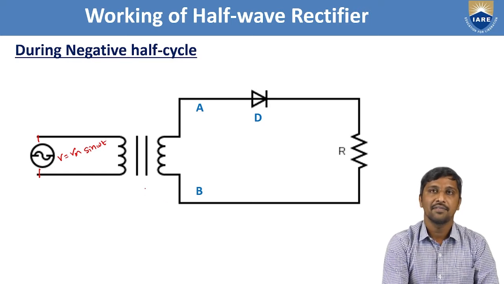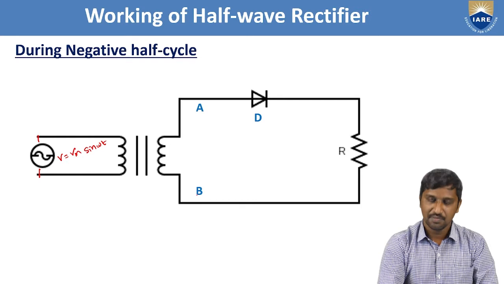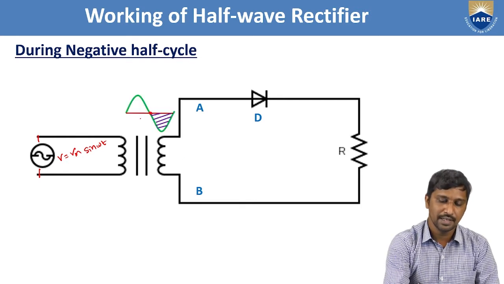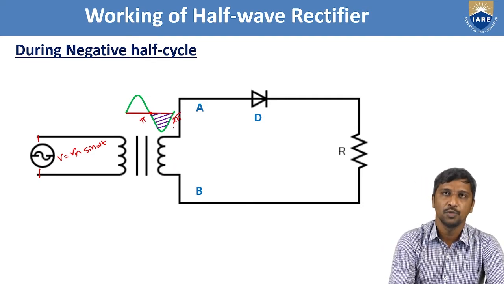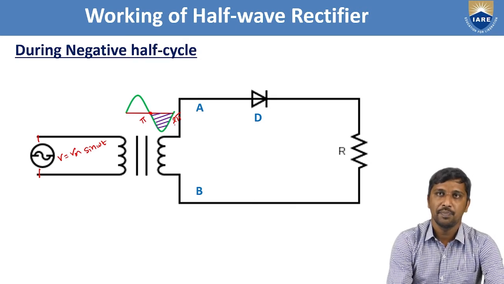And again, we are in the transformer section, and this is the rectification section, with the load resistance R here. Here we are going to consider a negative peak, which means the duration is pi to 2 pi. During this negative peak duration, now we'll see what happens.